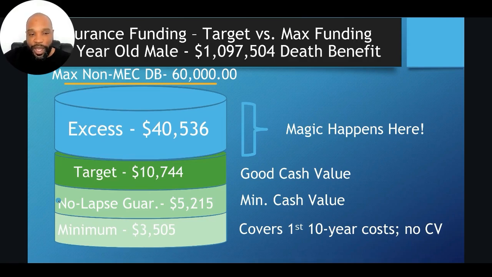Okay. You also have this no lapse guarantee premium. Some insurance companies have this, some insurance companies don't. Basically what they're saying is if you pay $5,215 per year for this example, then we will guarantee that your policy will never lapse. It'll stay in force. All right.